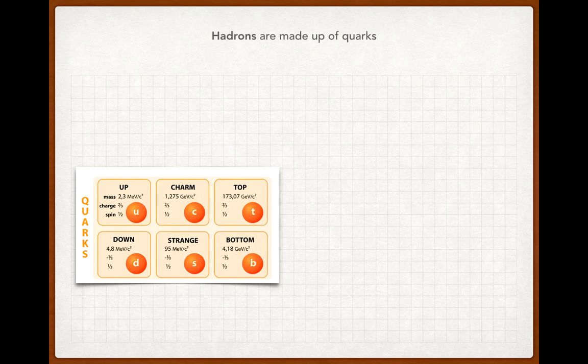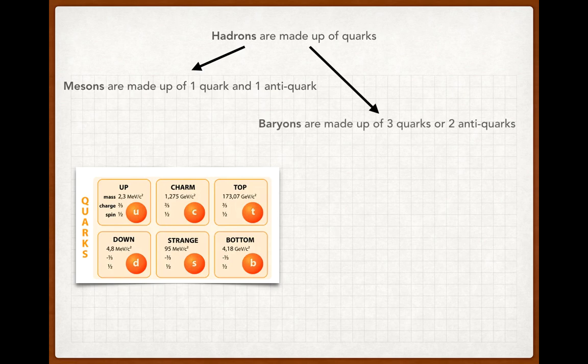And hadrons are particles that are made up of quarks. There are 2 types of hadrons. The first type are mesons, which are made up of 1 quark and 1 antiquark. And the second type are baryons, which are made up of 3 quarks or 3 antiquarks. There should be a 3 there. And then the definition of a hadron: hadrons feel a strong nuclear force.